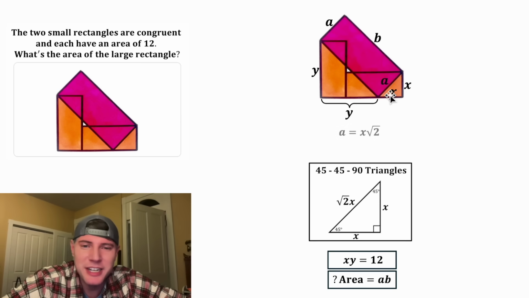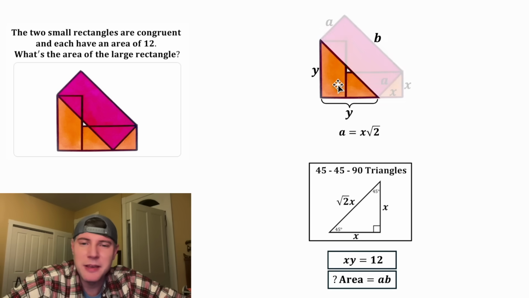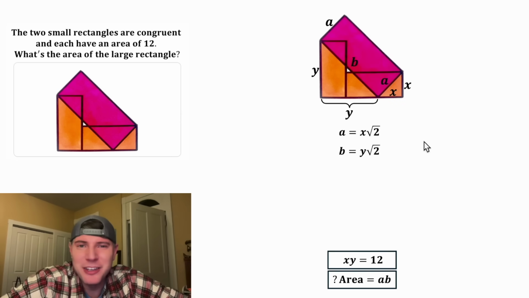So for this one here, this hypotenuse A is going to be equal to the side length X times the square root of 2. So a is equal to x root 2. And same thing for this right triangle. We can bring the b down here. This hypotenuse b is going to be equal to the side length y times the square root of 2. So we know b is equal to y root 2. And now we have values for a and b.